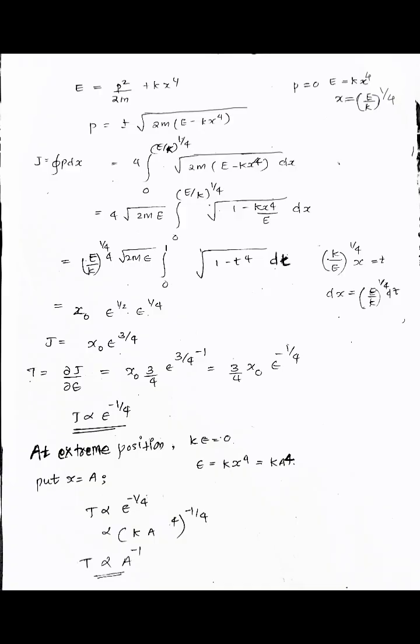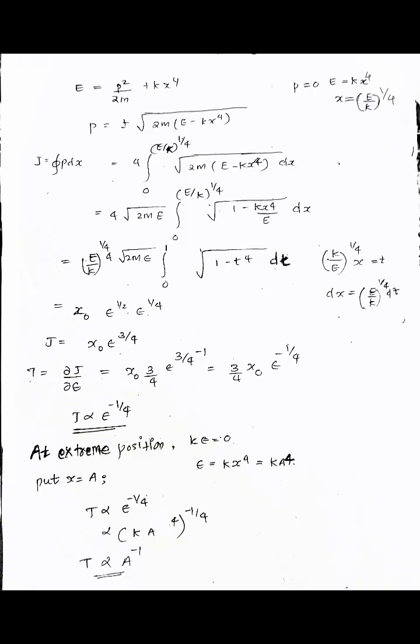The next question is: a particle of mass m moves in one dimension in the potential V is equal to k x raised to 4. At the time t is equal to 0, the particle starts from rest at x is equal to a. For bounded motion, the time period of this motion is dash. So here E is equal to p square by 2m plus k x raised to 4. Then if p is equal to 0, E is equal to k x raised to 4, then x is equal to E by k the whole raised to 1 by 4.